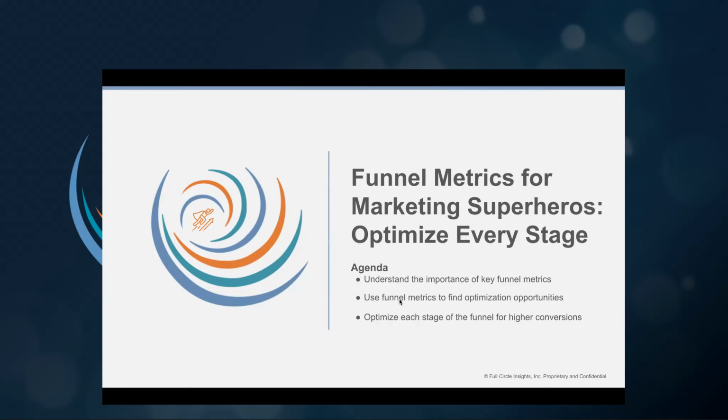Also, how to use funnel metrics to find optimization opportunities. We're capturing so much data all the time. How do we use that data to make decisions? How do we use that data to optimize our campaigns, our programs, our relationships with the other go-to-market teams? And thirdly, how to optimize for higher conversion. That's the real key here. It's not just optimization for optimization's sake, it's getting higher conversion from stage to stage and ultimately more revenue as we get through the funnel.